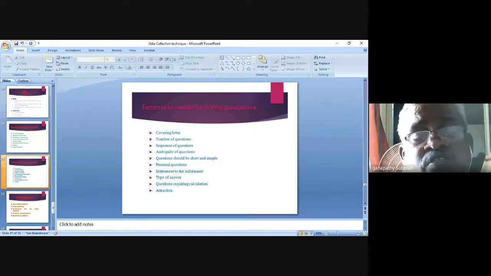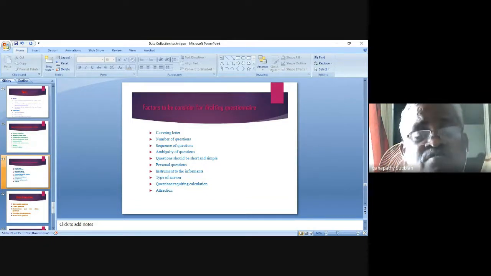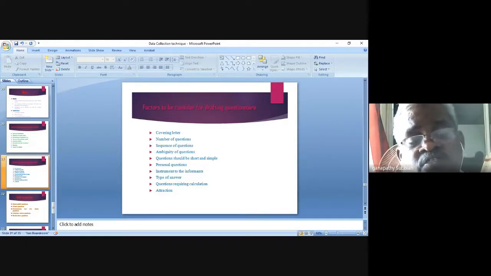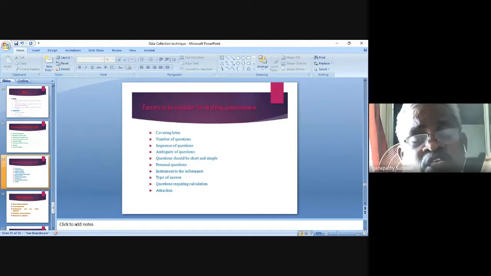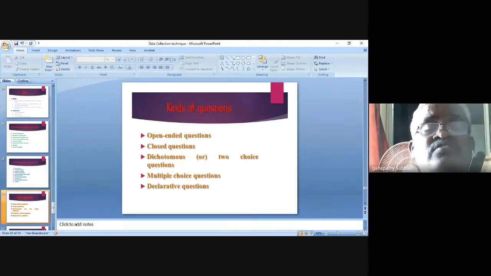The last factor for drafting questionnaires is attraction. The attraction of questions is very important. The questionnaire should be neat in nature and thoroughly printed. They have to provide sufficient space between the questions. So this is the information relating to drafting questionnaires.